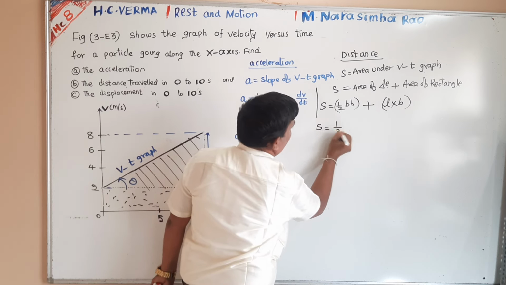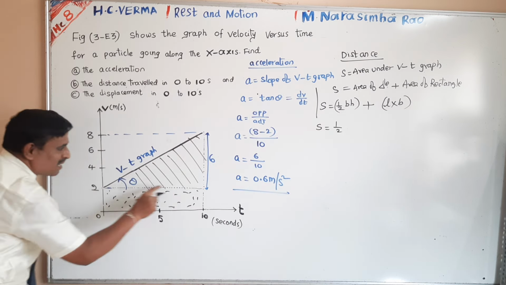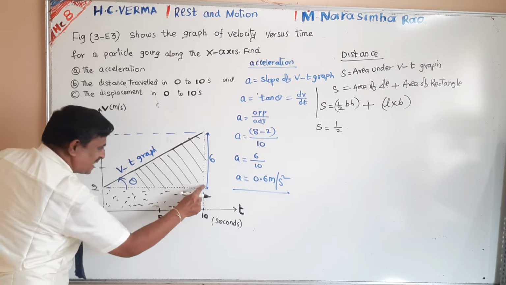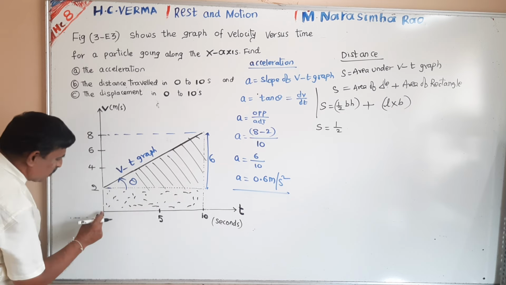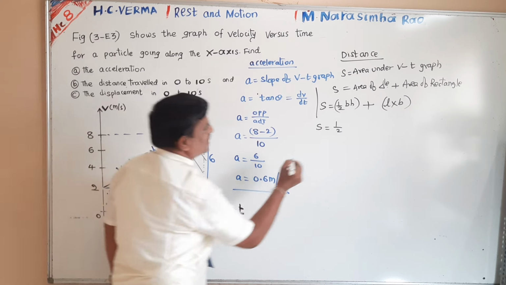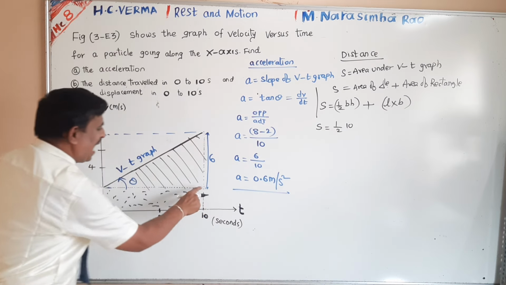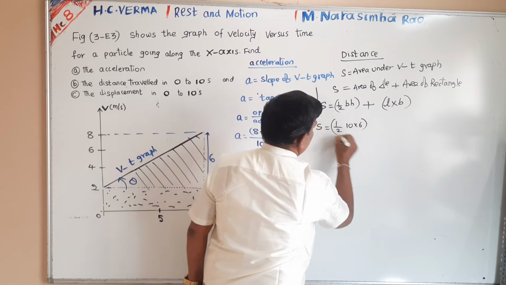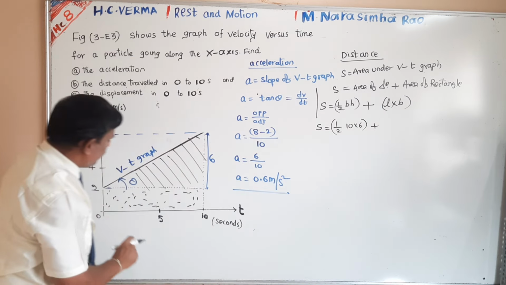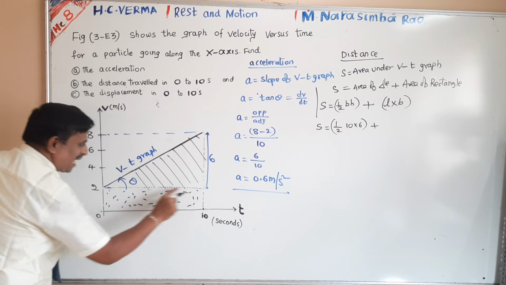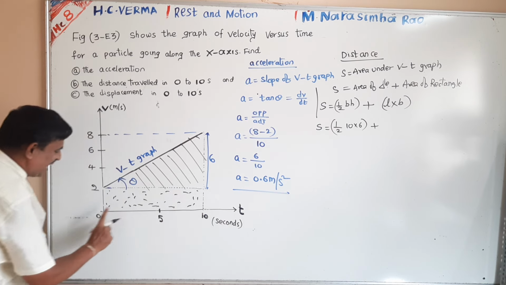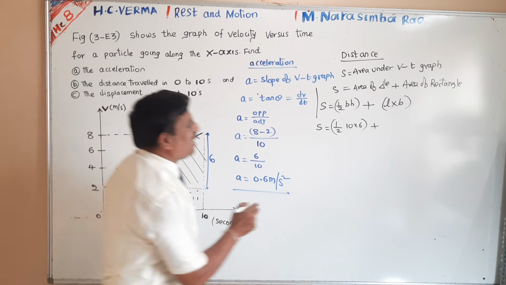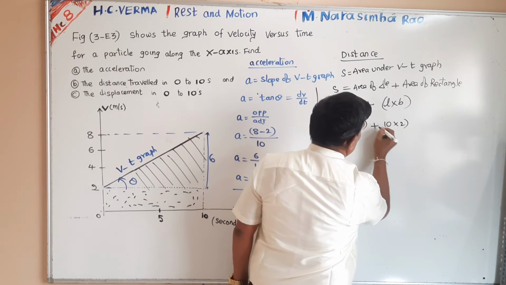S is equal to half into the base of the triangle. The base of the triangle is 10 units. The height of the triangle is 6 units, plus the area of the rectangle, which is length into breadth. Length is 10 units, breadth is 2 units, so 10 into 2.